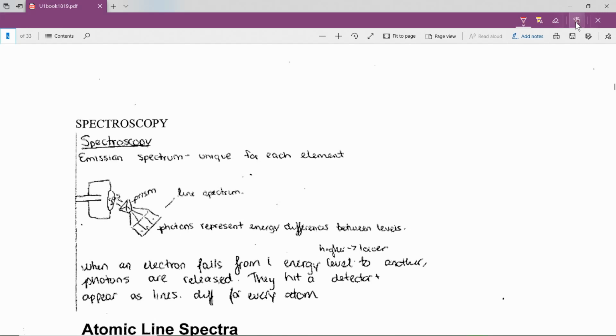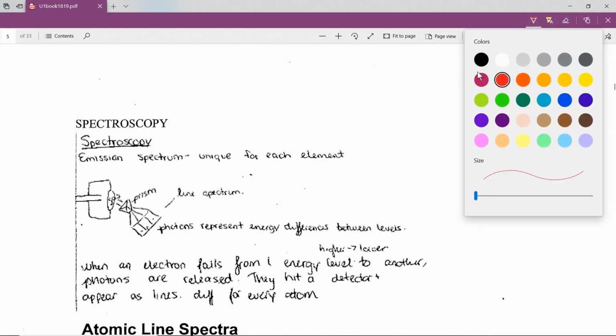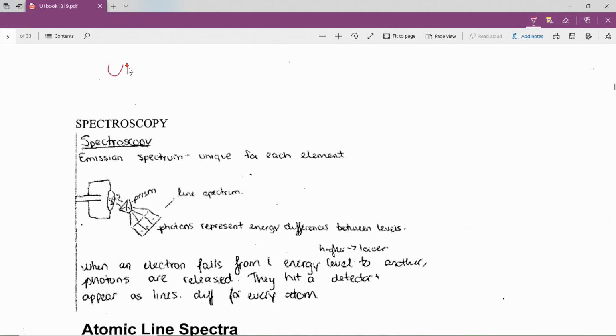Lecture 2. I guess I need to choose a pen. Here we go. Oh, nice. There you go. Unit 1, Lecture 2.